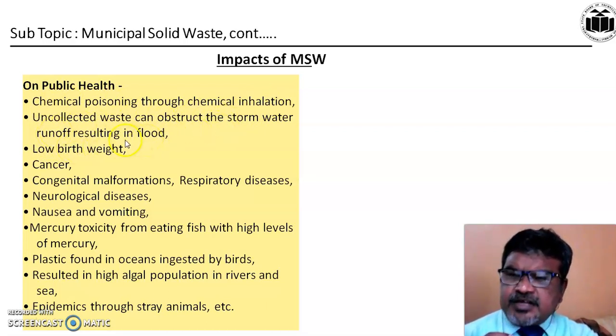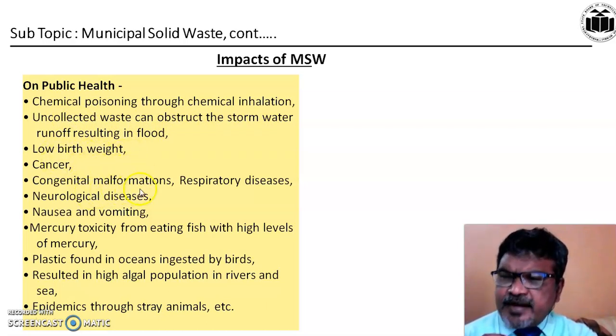the flood creation due to the obstruction of storm water by municipal solid waste, low birth weight, cancer, various respiratory diseases, neurological diseases, nausea and vomiting, mercury effect, then plastic which is found in ocean, it is ingested by the birds, resulted in high algal growth in the rivers and oceans, and epidemics to stray animals like mouse and birds.